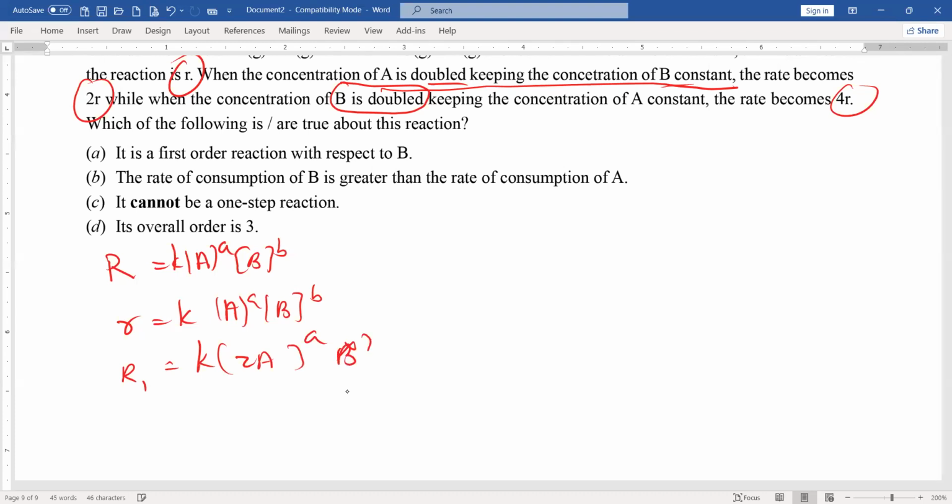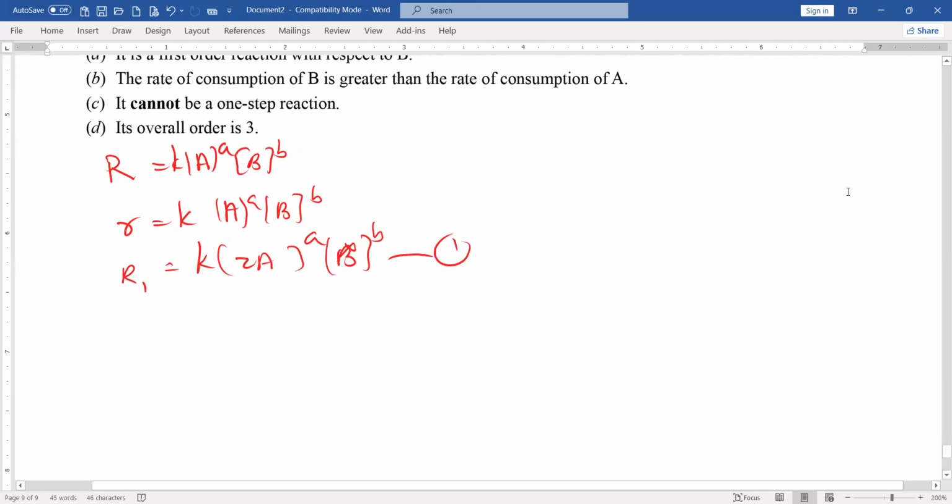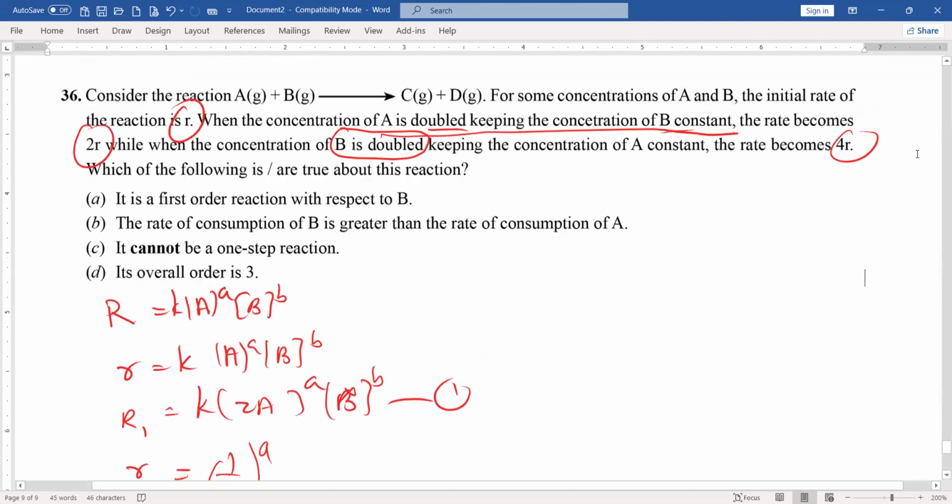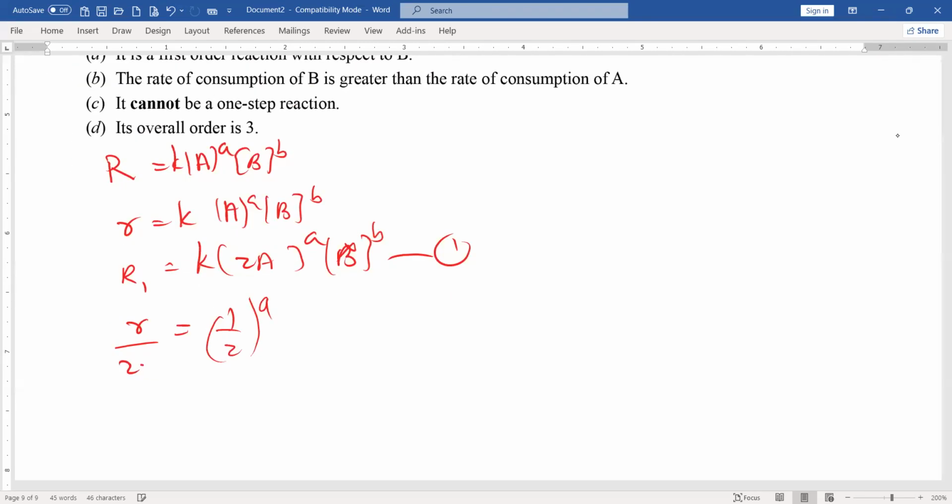B is the same as the B concentration. Next, I can divide these two equations, then B will cancel and A will remain. R1 is equal to A, 1 by 2 A. In this case, the rate is 2R. Therefore, A is 2.